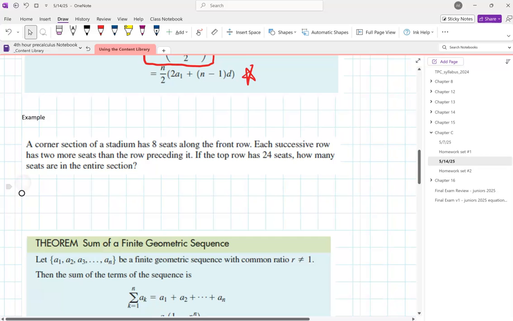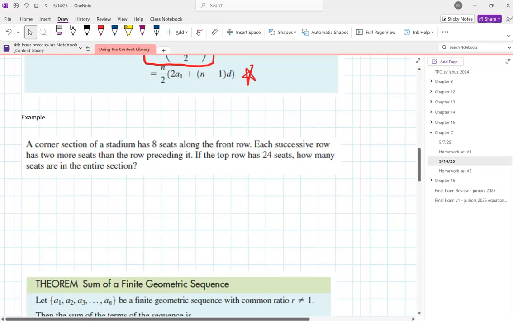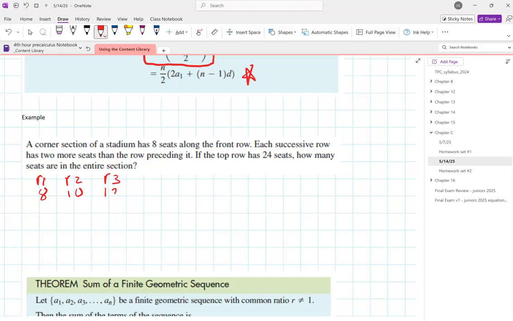So let's do an example here. So it says a corner section of a stadium has 8 seats along the front row. Each successive row has 2 more seats than the row preceding it. If the top row has 24 seats, how many seats are in the entire section? So row 1 we know has 8 seats. Row 2 is going to have 2 more, that's 10. Row 3 should have 2 more than that, it'll be 12. Row 4 will have 2 more than that, that's 14.